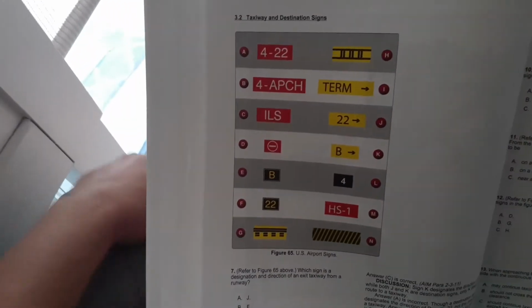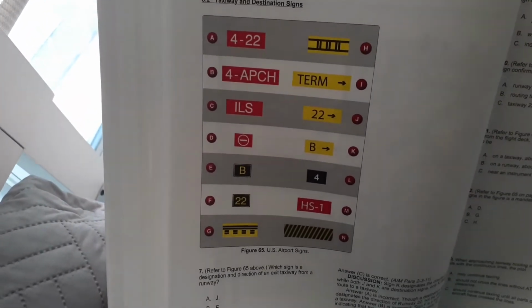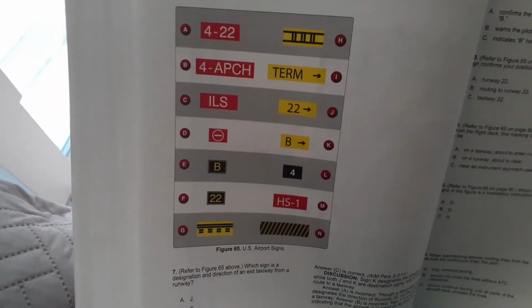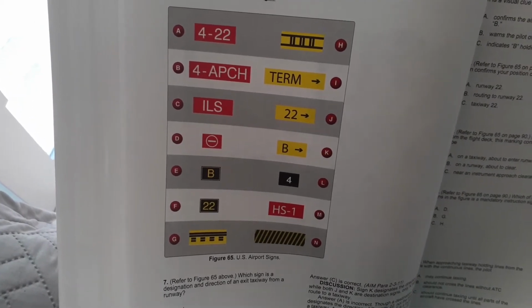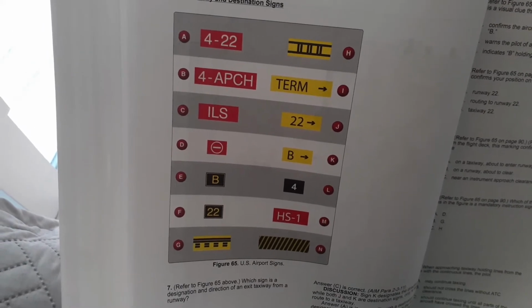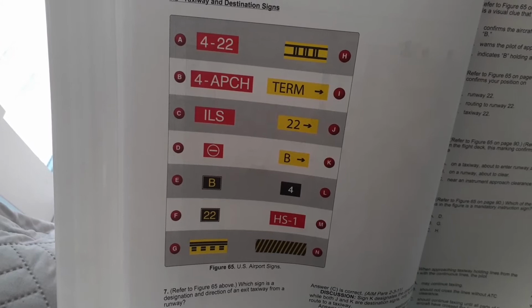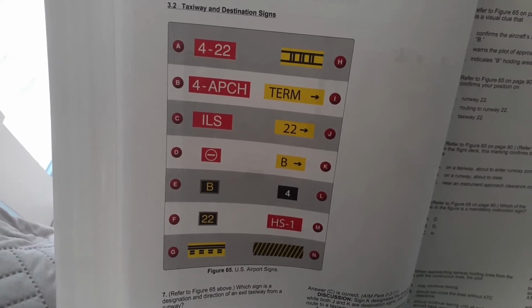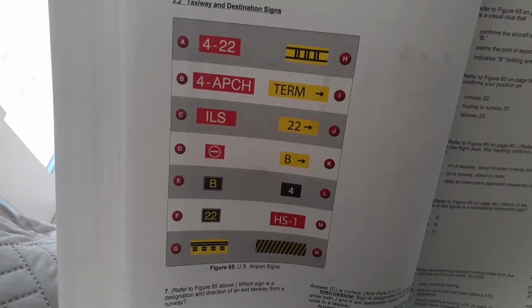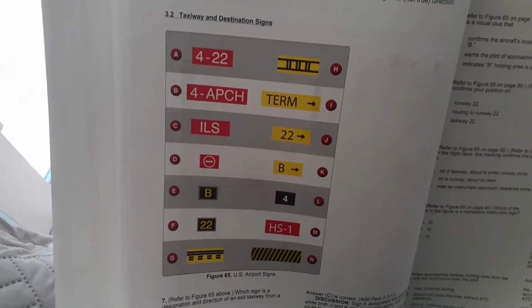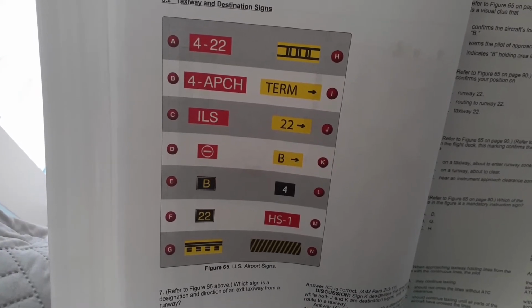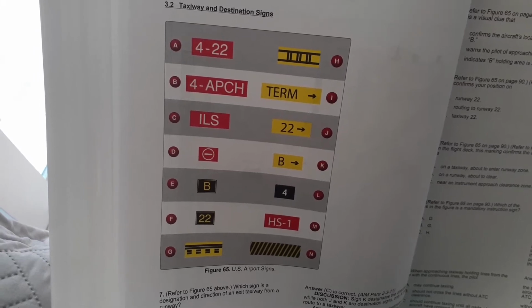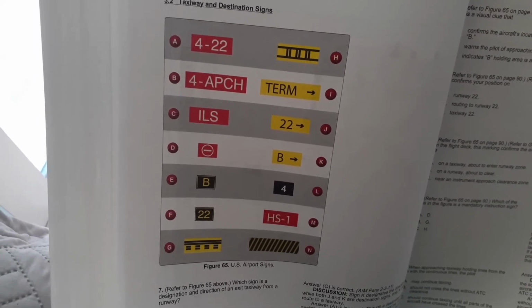Question 6. The numbers 9 and 27 on a runway indicate that the runway is oriented approximately A, 009 degrees and 027 degrees true, B, 090 degrees and 270 degrees true, or C, 090 degrees and 270 degrees magnetic. Question again. The numbers 9 and 27 on a runway indicate that the runway is oriented approximately C, 090 degrees and 270 degrees magnetic.